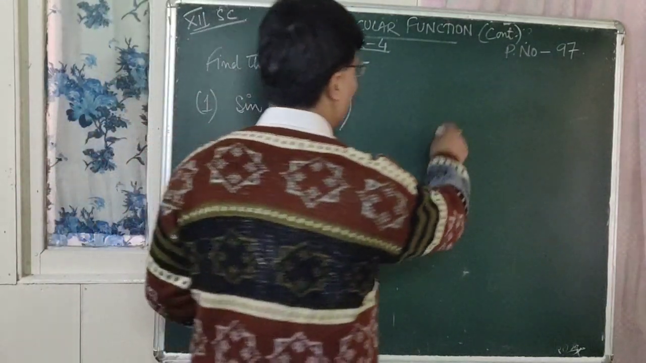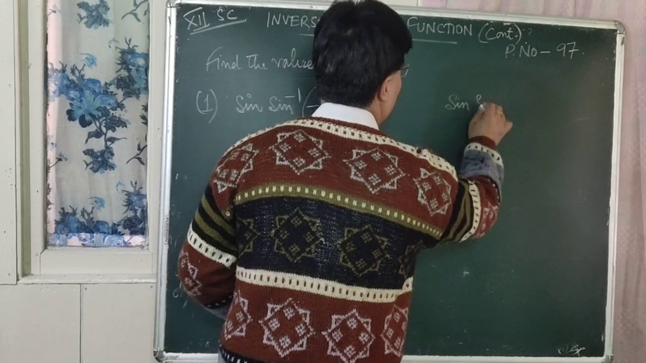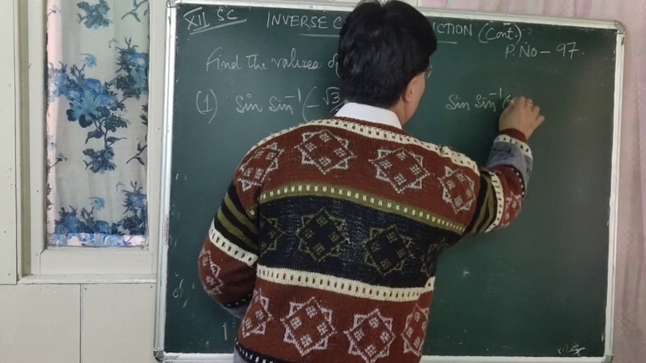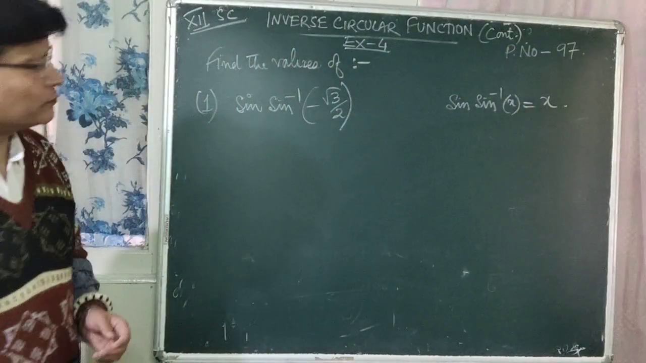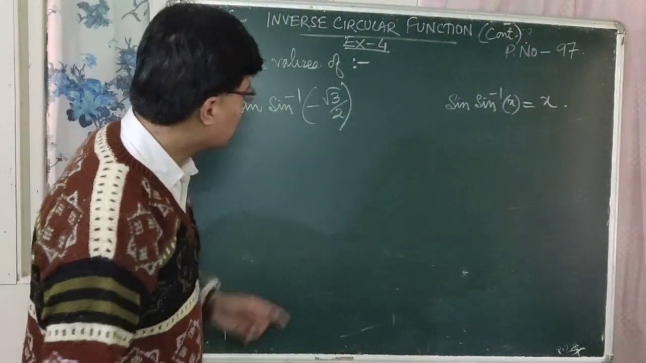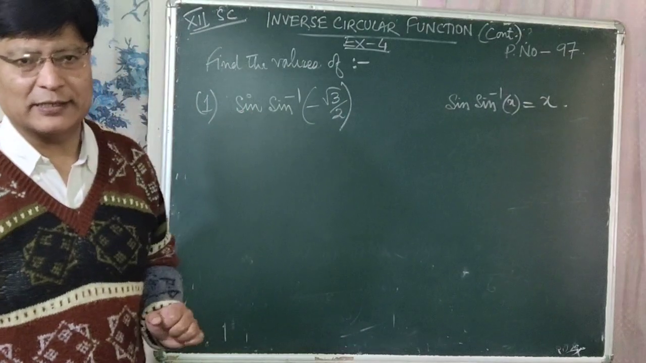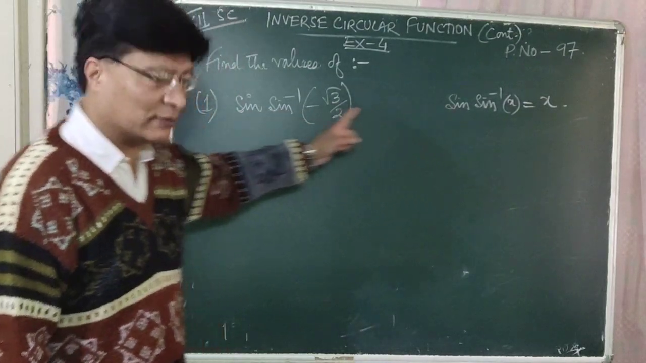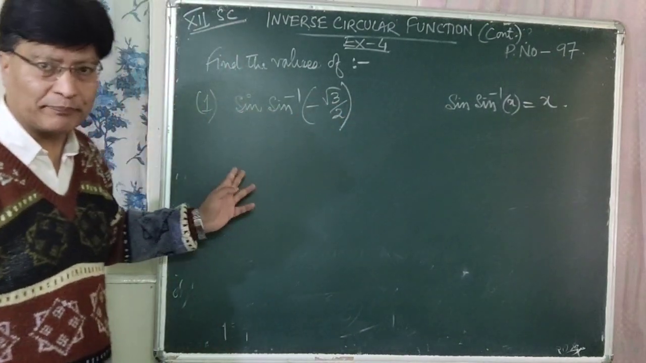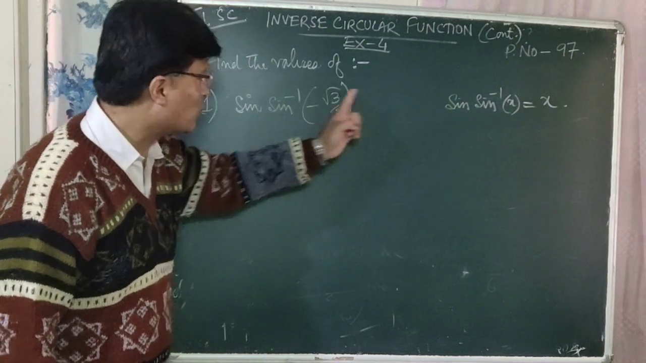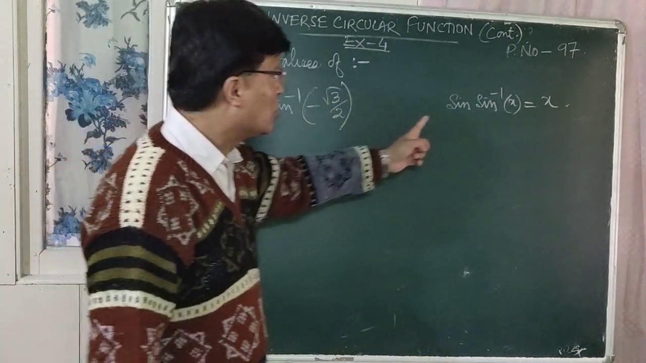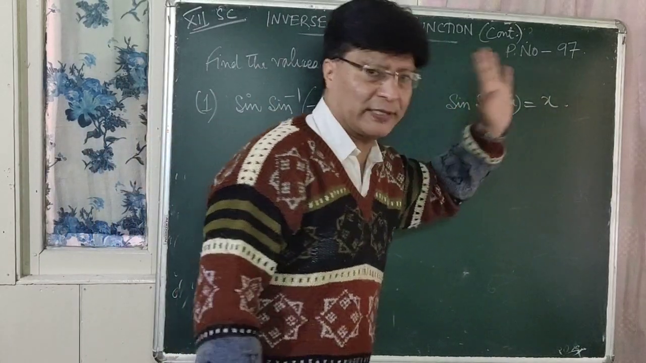Now you remember the formula sin inverse sin x is equal to x. Okay? Many students directly write minus root 3 by 2, because using that formula it is minus root 3 by 2. So instead of x, what is here? Minus root 3 by 2. So sin inverse sin x is equal to x.